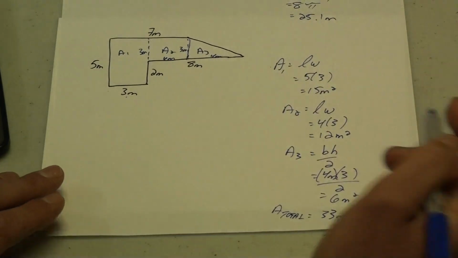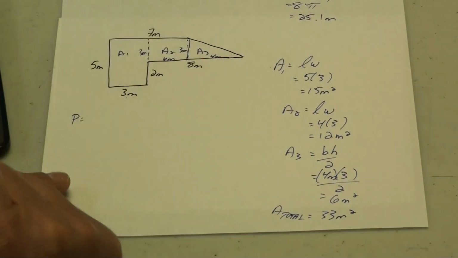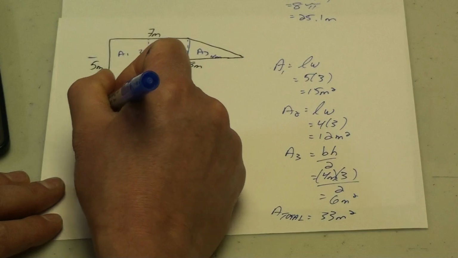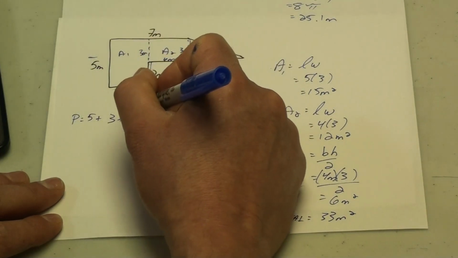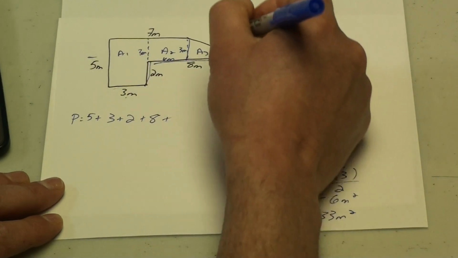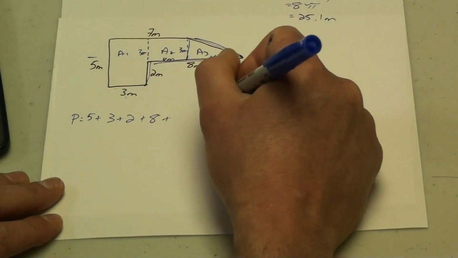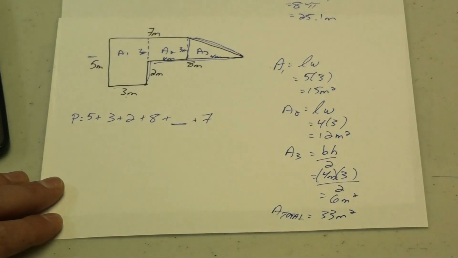Now when it comes to perimeter, I'm adding up going all the way around. So my perimeter is going to equal, and if I start at this 5, that's kind of my starting point, I'll have 5 plus 3 plus 2 plus I have 8 going all the way across plus I don't have this diagonal amount. I need to figure that out. And then I have a 7 to add afterwards.